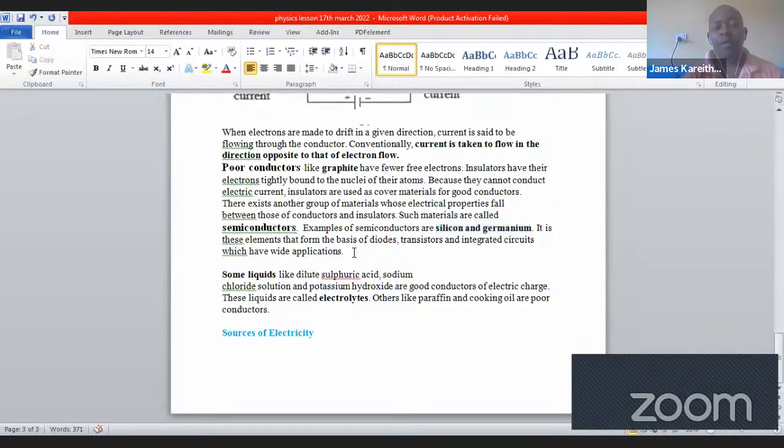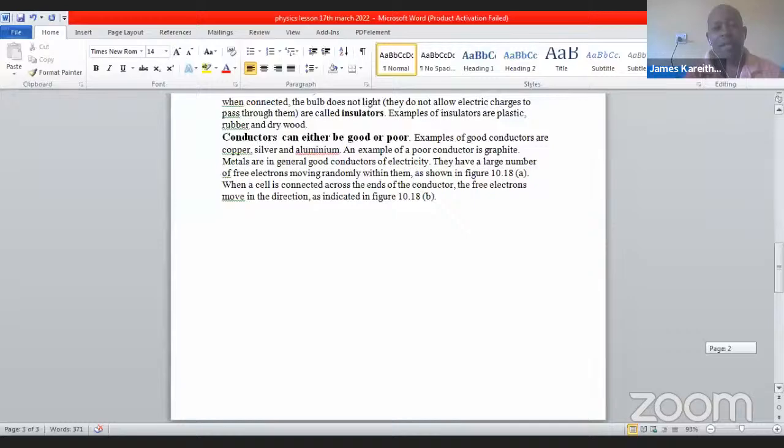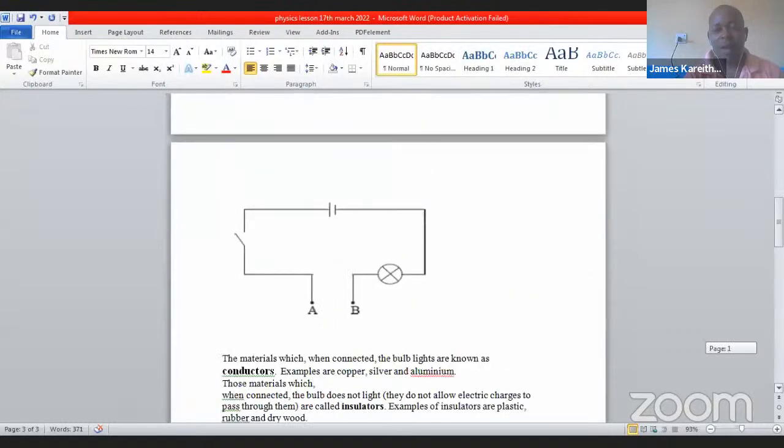Thank you very much. So students, generally what we are discussing here is, what are these materials that when connected across a circuit to complete a circuit can make the bulb light? That means they will allow the free flow of electrons. So one, we have understood that all good conductors will make that bulb light. Number two, we also have poor conductors. The bulb will light, but not very brightly.